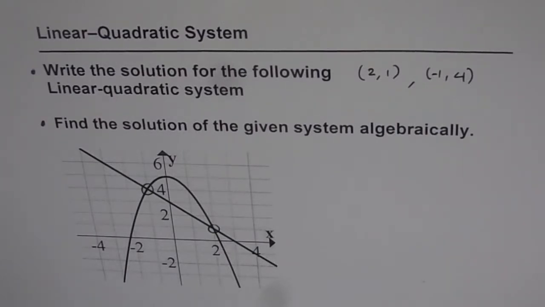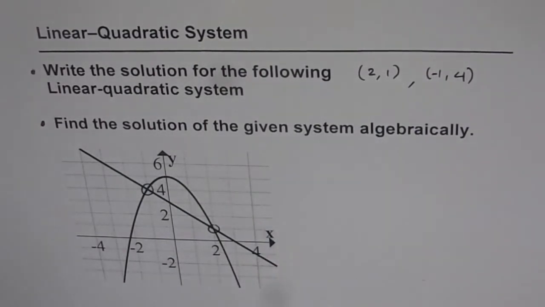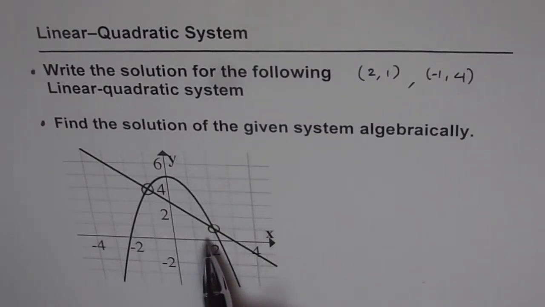Now part B is to find the solution of the given system algebraically. With this example, let me explain quite a few points. We have already found the solution looking at the graph. Now, how do we find it algebraically? To find the solution algebraically, we need to write equations for both the parabola and the line.